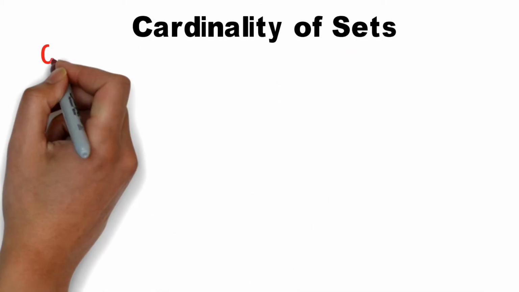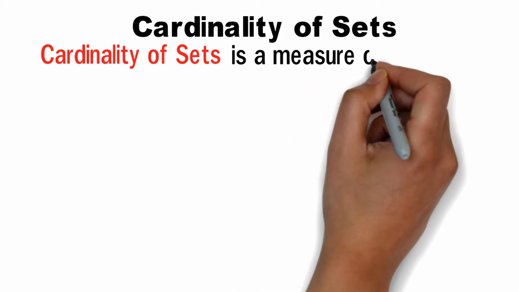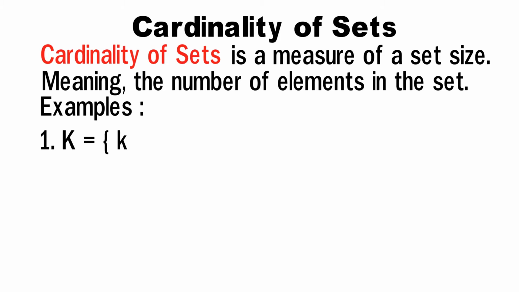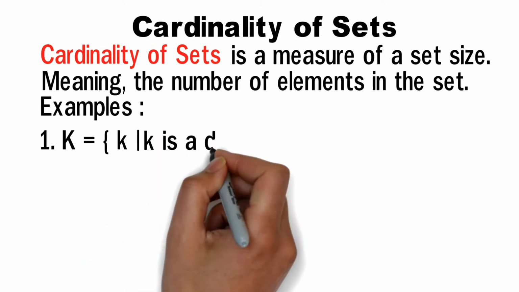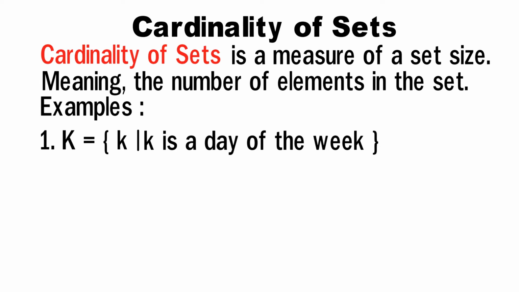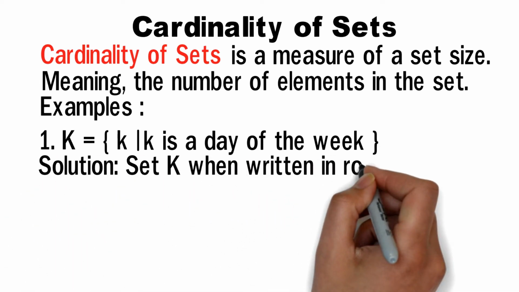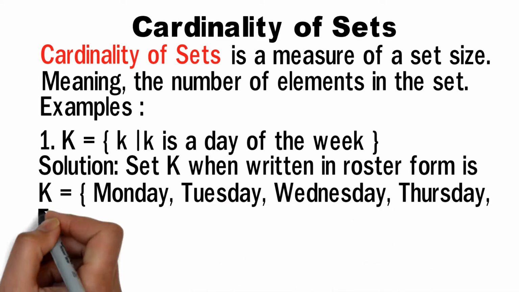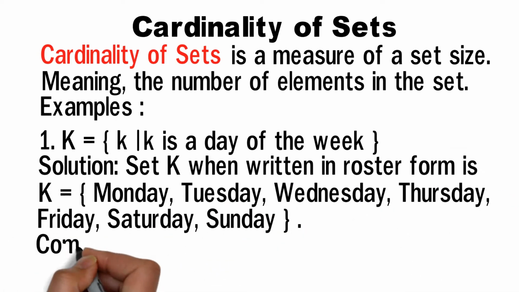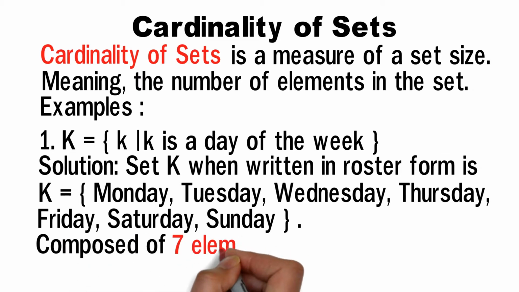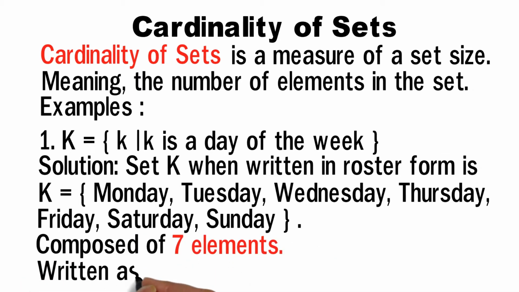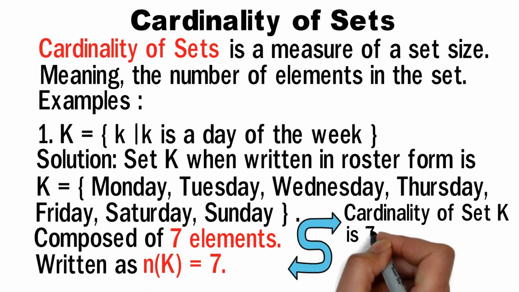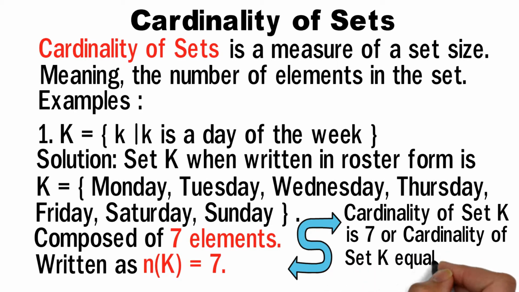Next ay Cardinality of Sets. Cardinality of a set is a measure of a set's size, meaning the number of elements in the set. Examples: set K is a set of all x such that x is a day of the week. Solution: set K when written in roster form is set K equals Monday, Tuesday, Wednesday, Thursday, Friday, Saturday, Sunday, which is composed of 7 elements, kaya ang cardinality of set K is 7 and it can be written like this. Pwedeng basahin as cardinality of set K is 7 or cardinality of set K equals 7.